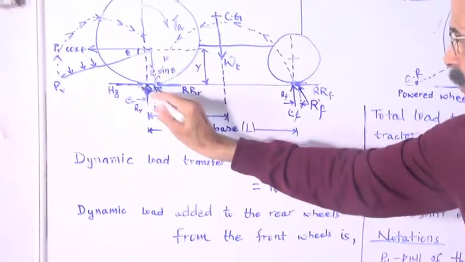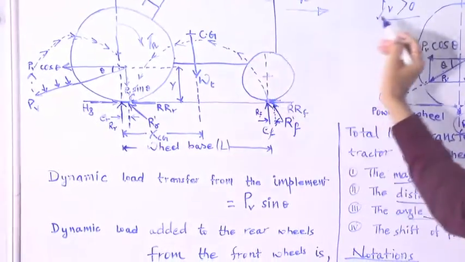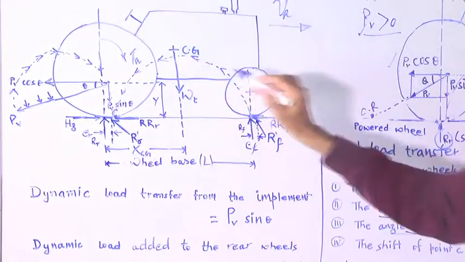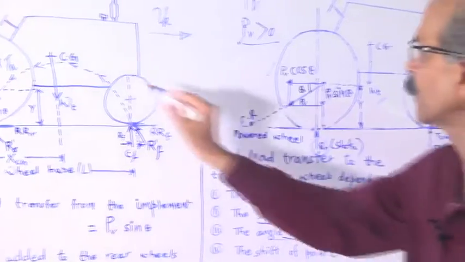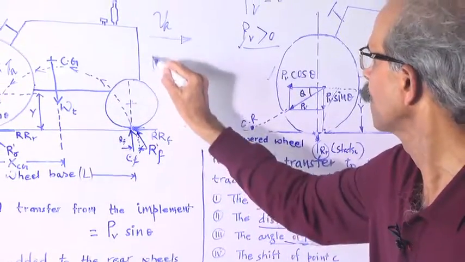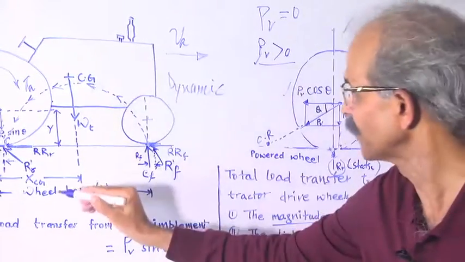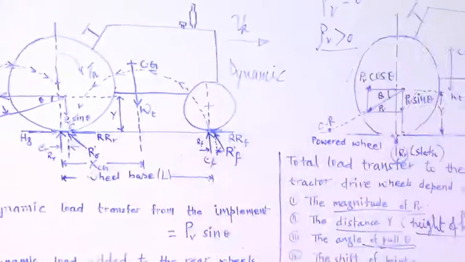This Hg force is shown over here in this diagram. Hg is the gross traction force, because the moment PV is greater than 0, we will assume this condition of the tractor and not the static condition. This becomes the dynamic condition here. This is the dynamic condition, and in that case this will come into play.